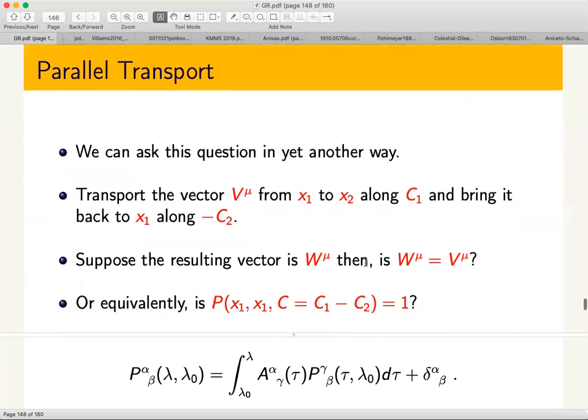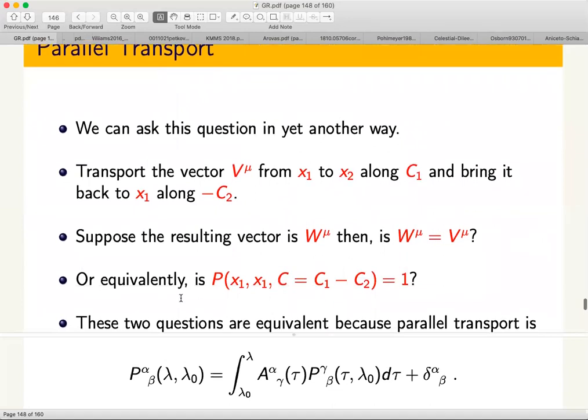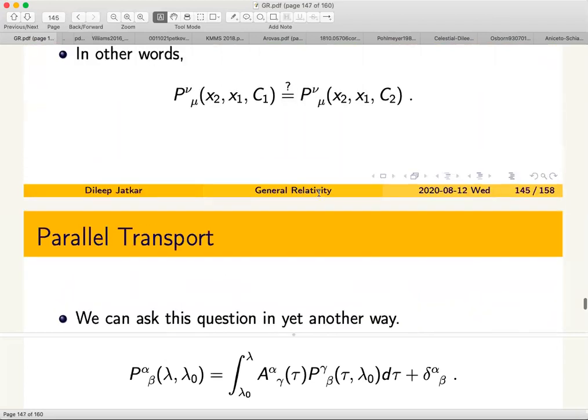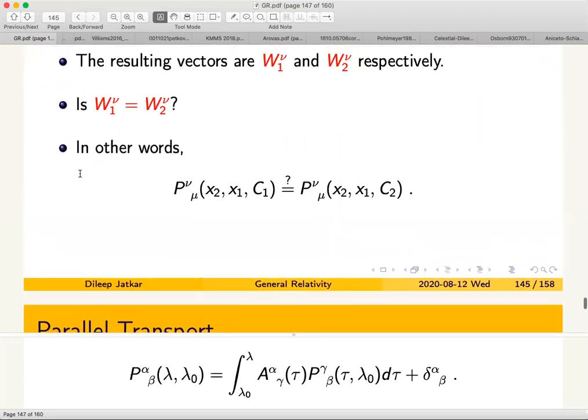Okay, which is equivalent to a question: if I define a parallel propagator which goes from x1 to x1 but along a curve which is c1 minus c2, so you go along c1 to x2 and come along minus c2 back to x1, is this parallel propagator equal to 1? Okay, all these questions are identical. If this is 1, then this statement is true. And that statement also corresponds to w1 is equal to w2, because these propagators would be related to each other.